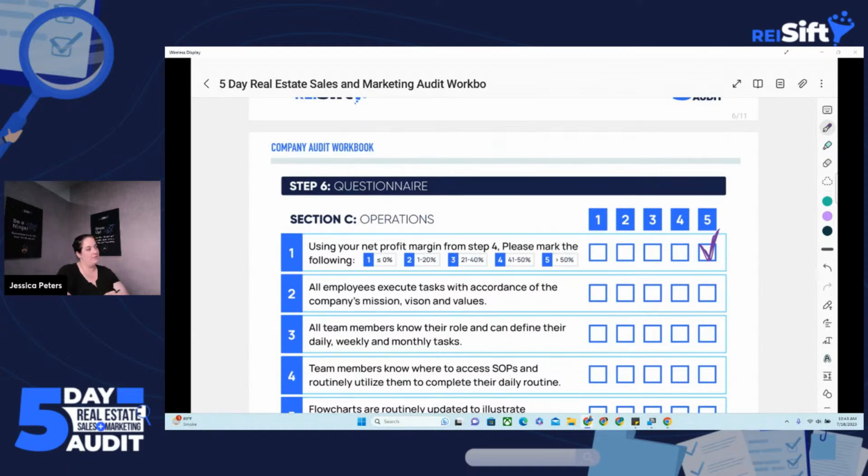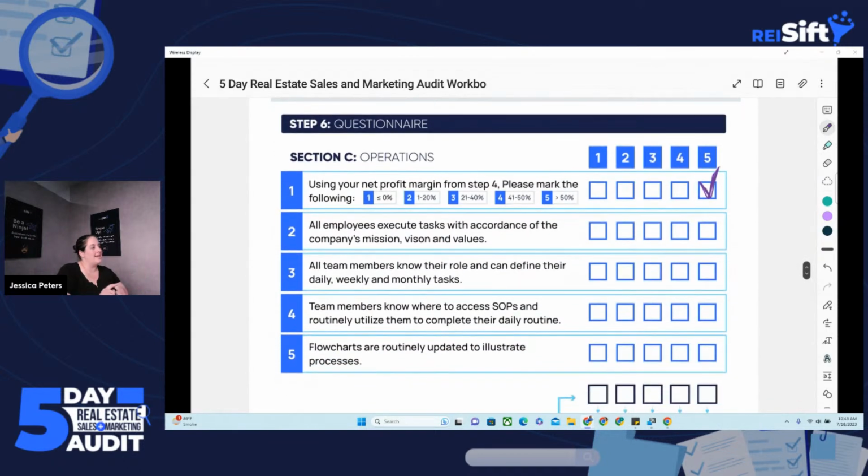appropriate box. All right, all employees, this is talking about operations. All employees execute tasks in accordance with the company's mission, vision, and values. So there's a couple things here. Do you know your company's mission, vision, and values? Everybody in your company knows what the mission is, they have the same vision, and they know the company's values.